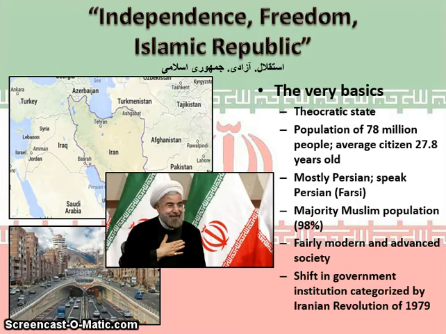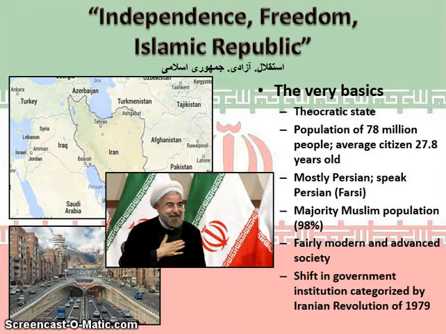Iran is a theocratic state. Population is about 78 million people. Your average citizen is about 27.8 years old, so as you can imagine, it's a pretty young adult population. The descendants are mostly Persian. They do speak Persian, which is synonymous with Farsi, and that's what you're most likely to hear in the Western world. The majority of the religious population is going to be Muslim, about 98% of the country. The majority of that is going to be Shia Muslim.